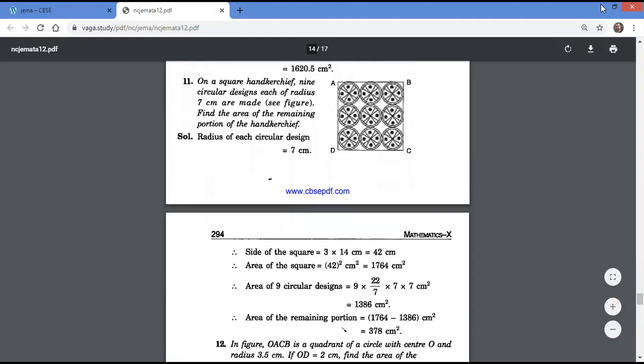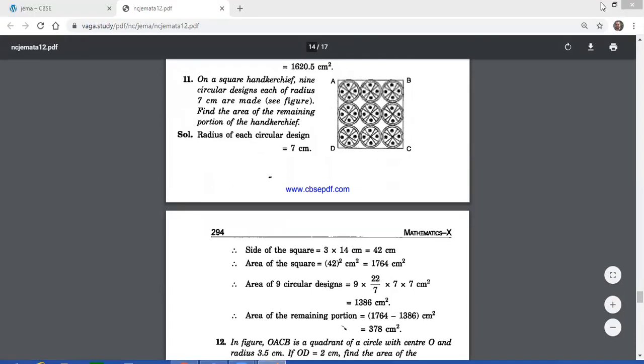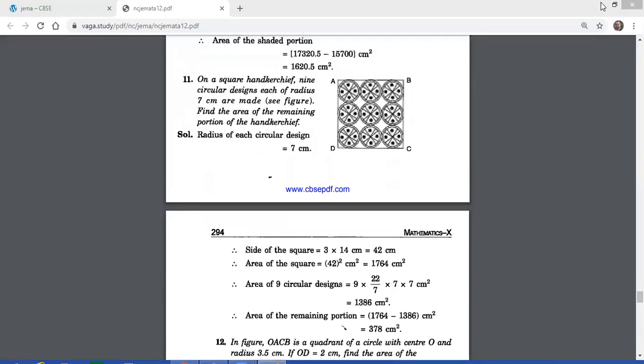So radius is given 7. If the radius is 7, that means each circle will have a diameter of 14. So 14, 14, 14. So the total side of the square will be 14 into 3, that is 42. Okay, so the side of the square will be 3 into 14, 42.